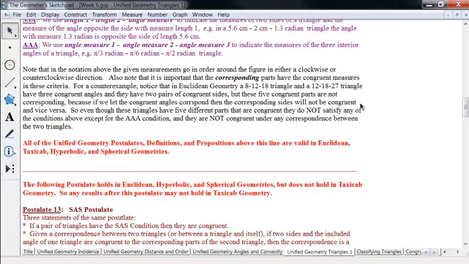in these criteria. For example, notice that in Euclidean geometry, it turns out that an 8, 12, 18 triangle and a 12, 18, 27 triangle have 3 pairs of corresponding angles congruent, and they also have 2 pair of sides congruent, the 12 and the 18. But the 12 and the 18 don't correspond if you make the angles correspond, or if you make the sides correspond, then the congruent angles don't correspond. So these 2 triangles do not satisfy, well, they satisfy the angle condition, but they do not satisfy any of the others because the corresponding parts aren't matching up.